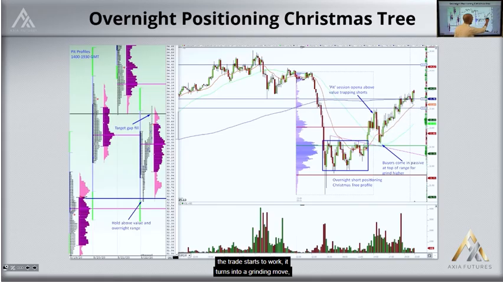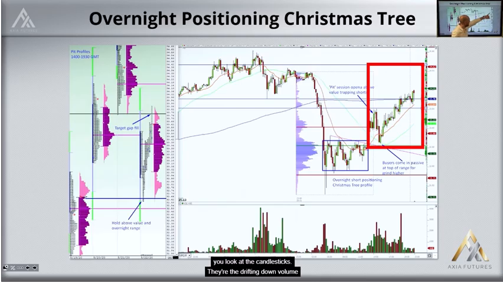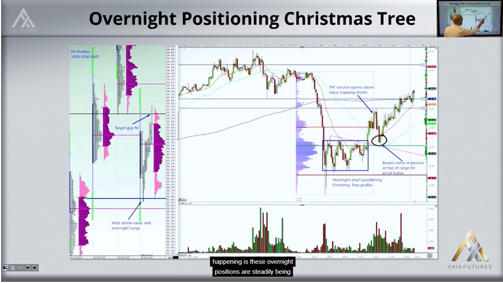And equally, once the trade starts to work, it turns into a grinding move, which you have to sit through. There's not a great deal in this. If you look at the candlesticks there, the drifting down volume that says you're right, but nothing says you're wrong. And that's the hard part of a trade like this, of understanding the structure of the trade, which allows you to get in, and then trusting that structure as the market reverses. What's happening is these overnight positions are steadily being pushed out. Buyers are steadily gaining traction, which is allowing the market to then go back and fill the gap.